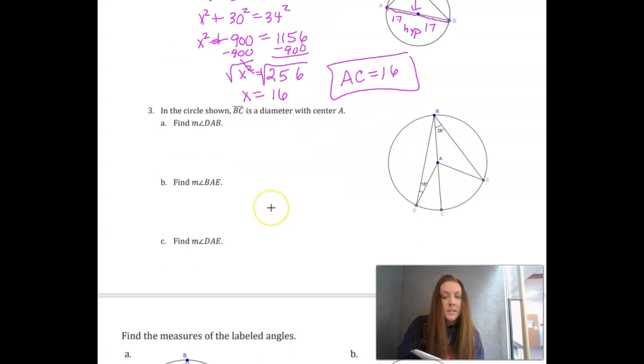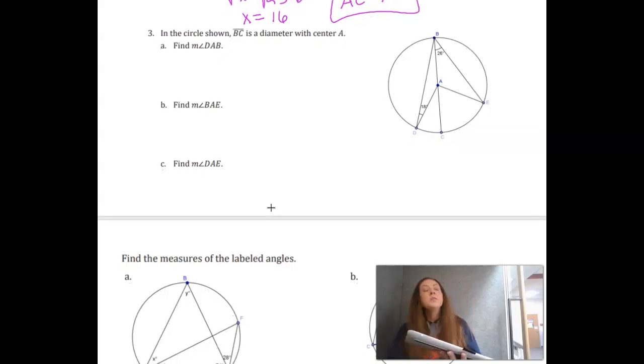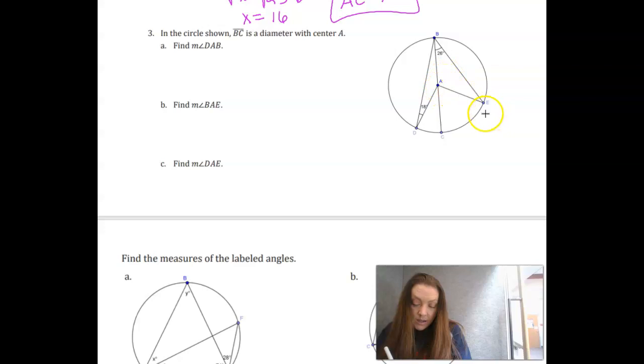All right, now we're going to get to some more complicated drawings. So if you've got the basics and you feel confident to try your practice, go for it. Otherwise, you can keep watching. So BC is a diameter. Yep, looks like it. Center A. Find DAB, the angle. So D to A to B. So I'm actually looking for this angle right here. So first you want to locate which angle you're referring to.